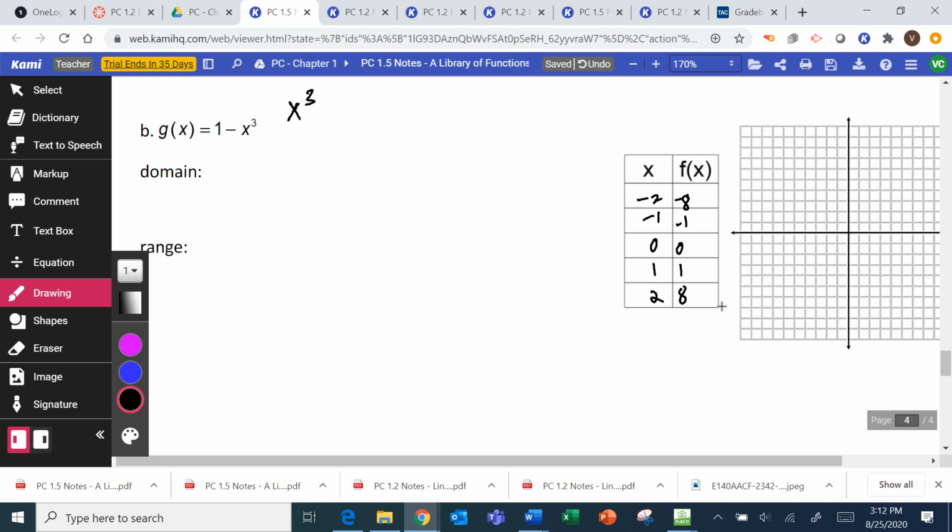And we're going to look at the transformations. What is being done to this x cubed? Nothing else is being cubed. Because nothing else is being cubed, everything done is going to be vertical. Everything outside of the cubed is going to be vertical. So everything that we do is going to go to the y's.